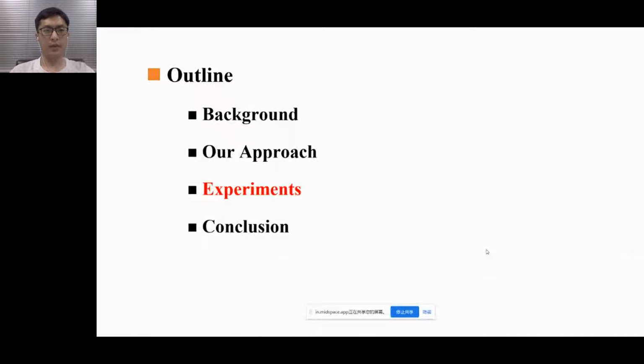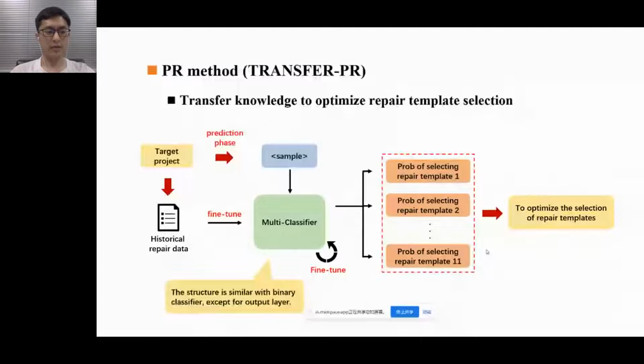And in the PR task, we train a multi-classifier to predict which repair templates should be selected earlier. The model structure is similar to the binary classifier, except for the output layer. The classifier is first trained on dataset PR and fine-tuned on the target project. Finally, it is used to predict an 11-dimensional deep semantic feature for each suspicious statement. In this way, the selection order of repair templates is able to be optimized.